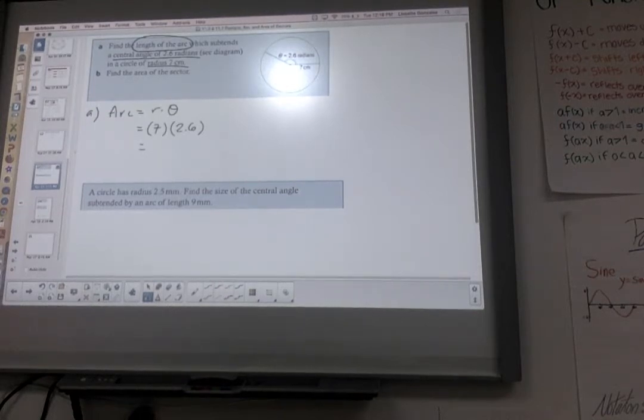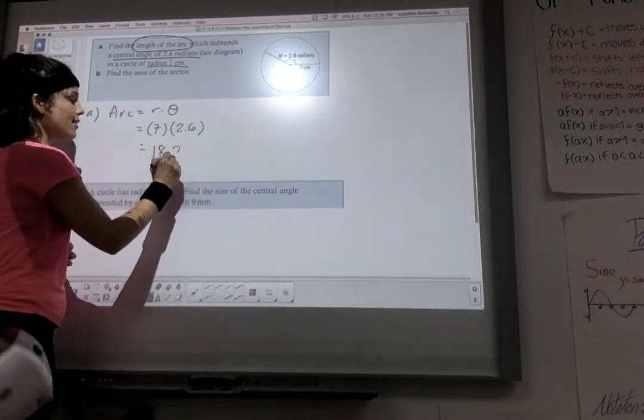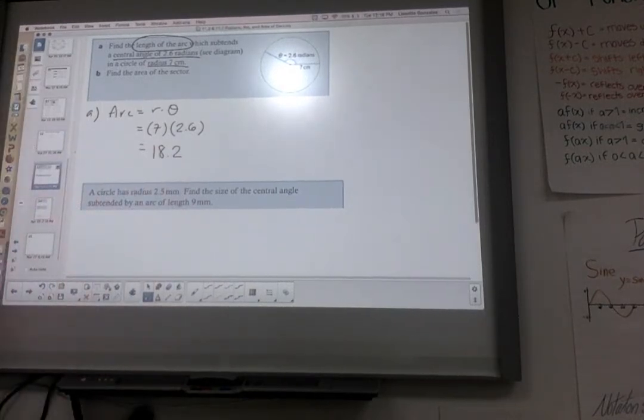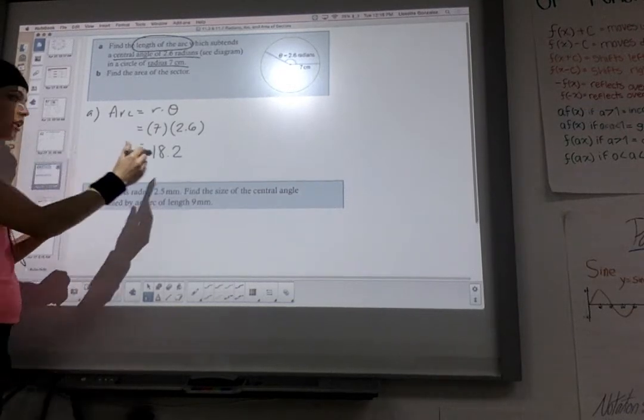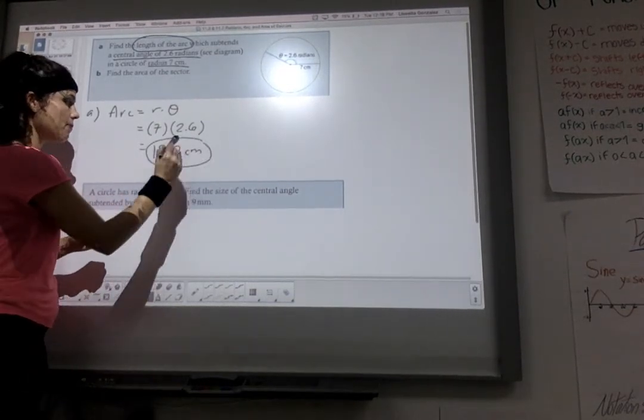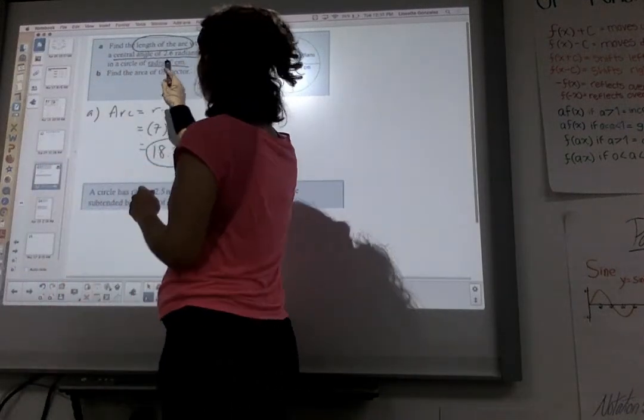18.2 what? Centimeters. You don't need to change it to radians for the calculator, because we're just multiplying numbers. We're just doing arithmetic, so it doesn't matter. It matters if we do sine or cosine of an angle. Then it's 18.2 centimeters, because it's just the arc length. It's just the length of something. And how do you know it's centimeters? It says the radius is 7 centimeters.